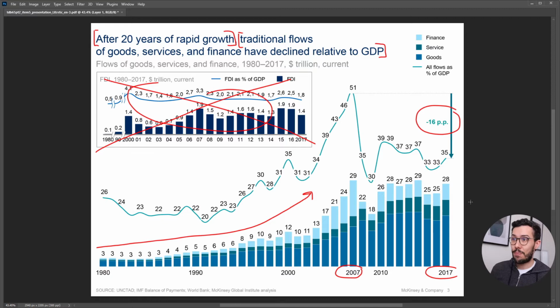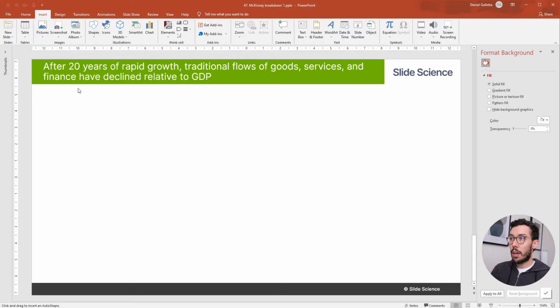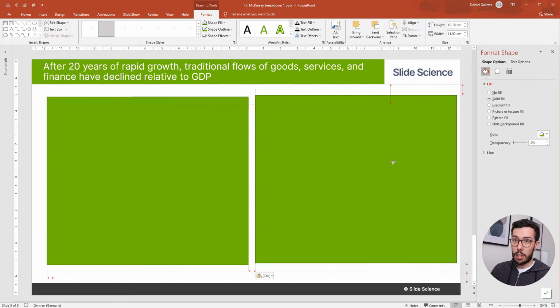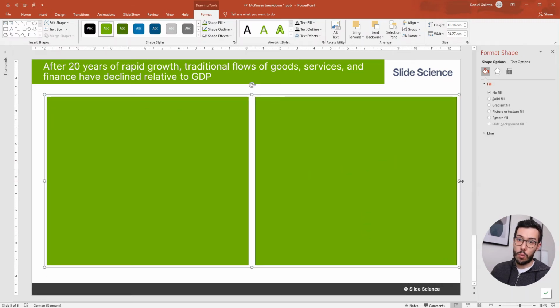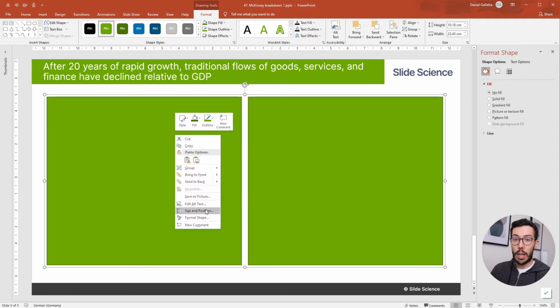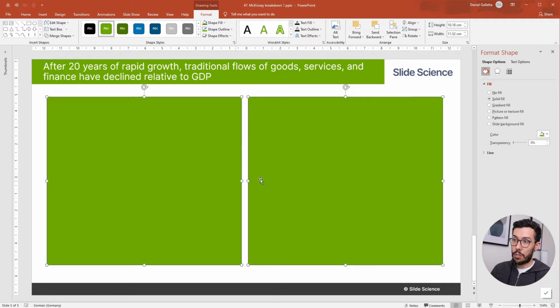All right, let's go. As I said, I'm going to have two charts in here. One to show the 20 years of growth and one to show the reduction relative to GDP. So that means I'm going to use something called a two-panel slide. What I'll do first is I'll just set up these two panels.